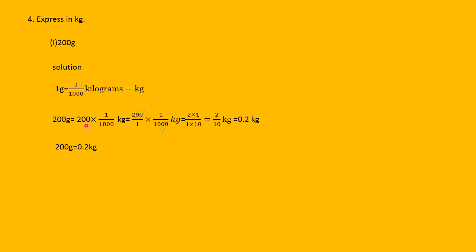So 0, 0 get cancelled. We are left with 2 into 1, and because there is nothing in the denominator of 200, we will write the denominator as 1. So 2 into 1 upon 1 into 10, since only one 0 is left here. 2 ones are 2, 1 into 10 is 10. So 2 upon 10. You should have one place after the decimal, so 0.2 kg. So 200 grams is equal to 0.2 kg.